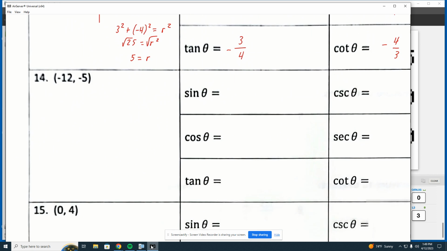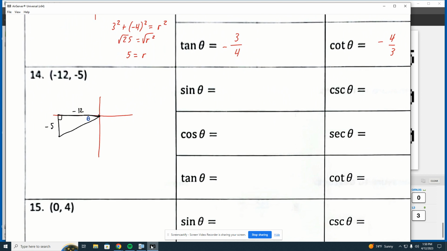Okay? So if I look at number 14, let me do my coordinate plane. This one is going left 12, so negative 12 this way. Then it's going down 5. Negative 5 this way. And then the triangle that's created is from that point where negative 12, negative 5 ends back to my origin. And then that is the location of theta.